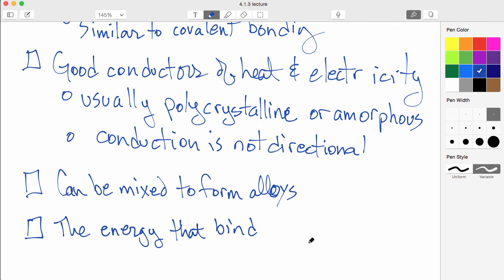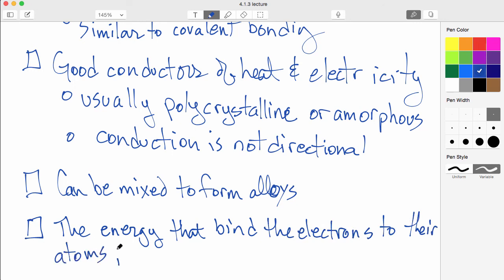So let's write this down. The energy that binds the electrons to their atoms is on the order of photon energies.